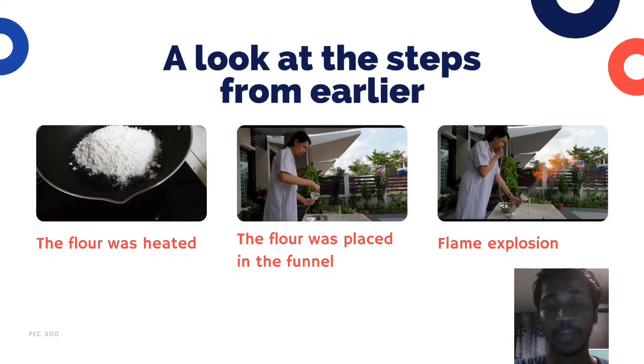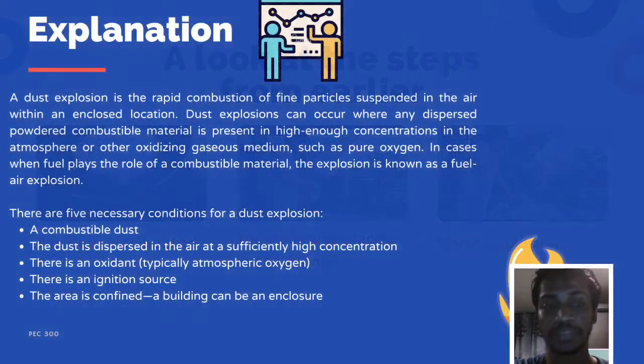So I'm going to be talking about the explanation of the experiment now. Dust explosion is the rapid combustion of fine particles suspended in the air within an enclosed location. Dust explosions can occur where any dispersed powdered combustible material is present in a high enough concentration in the atmosphere or other oxidizing gaseous mediums such as pure oxygen. In cases when fuel plays the role of a combustible material, the explosion is known as a fuel-air explosion.